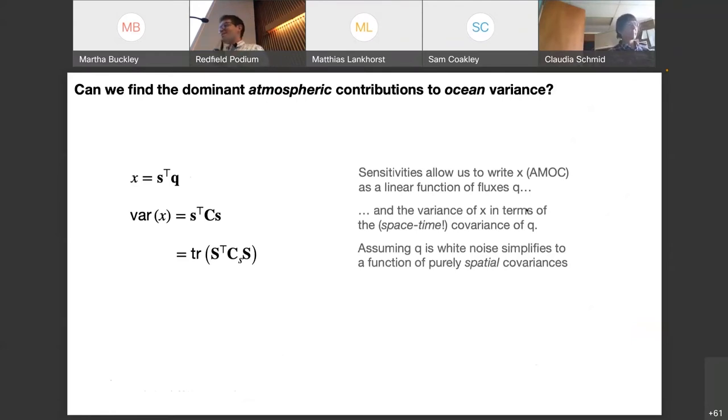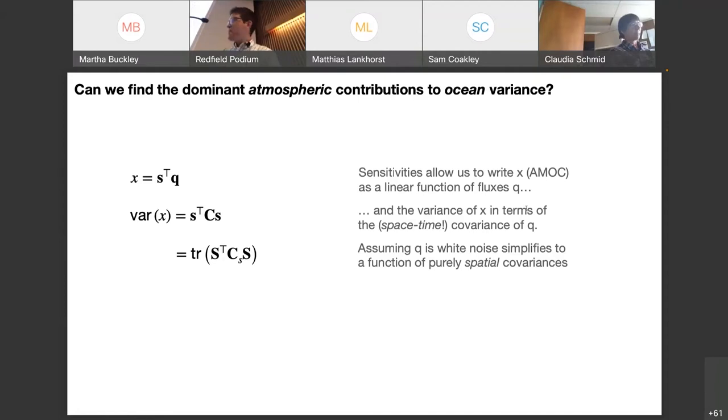So there's a little bit of math because it is the work, but this is it. Our adjoint sensitivities allow us to write AMOC as a linear function of the flux history in time and space. And so if we compute the variance in this way, you end up with this kind of quadratic product. And this is the part where we had to spend a couple of months and some coffee on this thing. But it turns out that the variance is also given, this second line is this beautiful problem where you're looking at this space-time covariance, but we're prevented from having to deal with this thing by making a white noise assumption, which reduces things, and we can think just about spatial covariances.